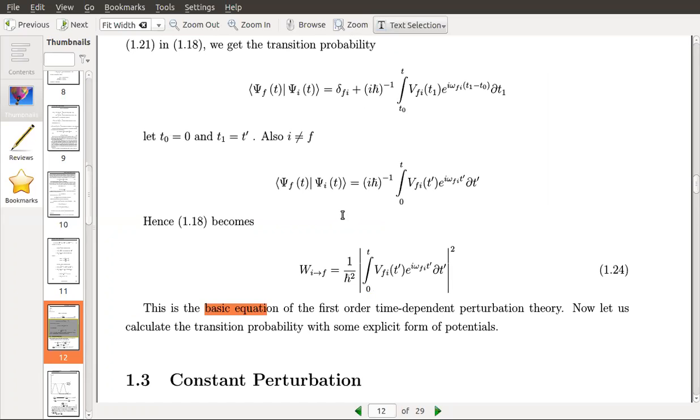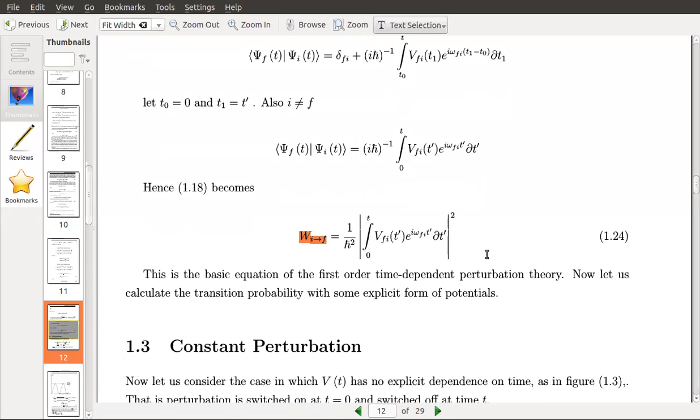In perturbation theory, we found this final expression for the final state wave function, and from that we evaluated the transition probability. So this is 1 by (iħ) whole squared, and you have to take the modulus also. When you take the modulus, the minus sign goes. So 1 by ħ squared times the integral from 0 to t of V_FI(t') e to the power of iω_FI t' dt', modulus squared. So this is the important equation.